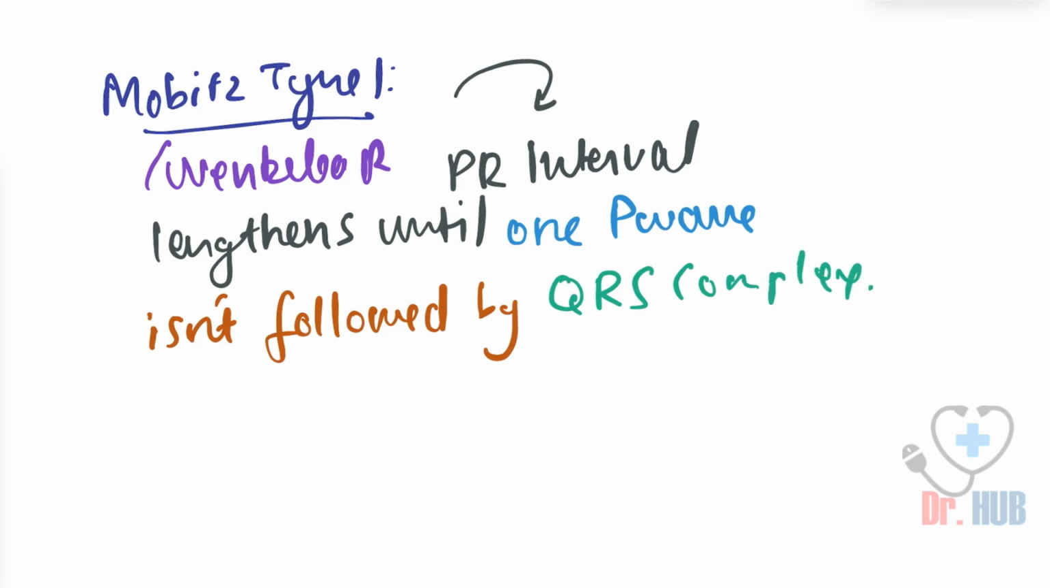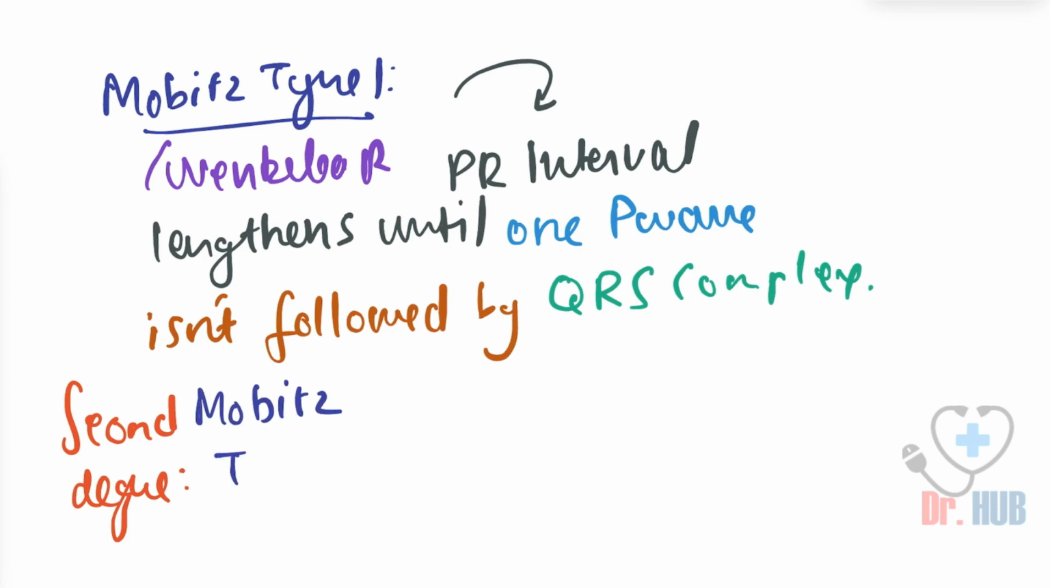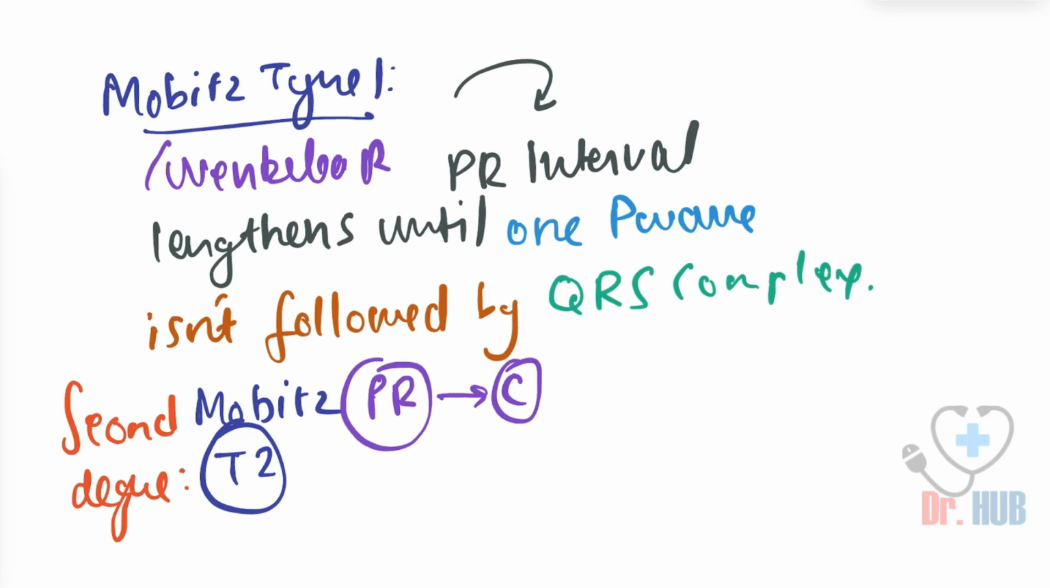And then we look at the second degree, known as the Mobitz type 2. Here the PR interval remains constant, in successive cycles.